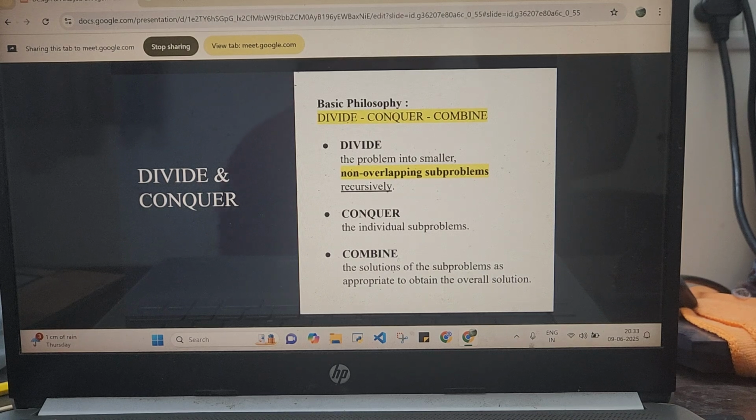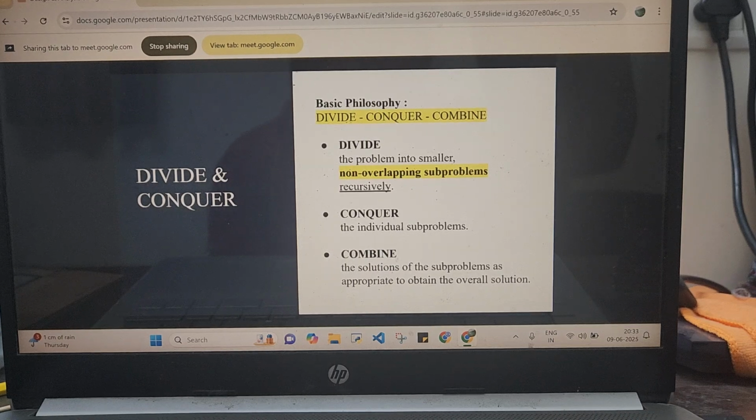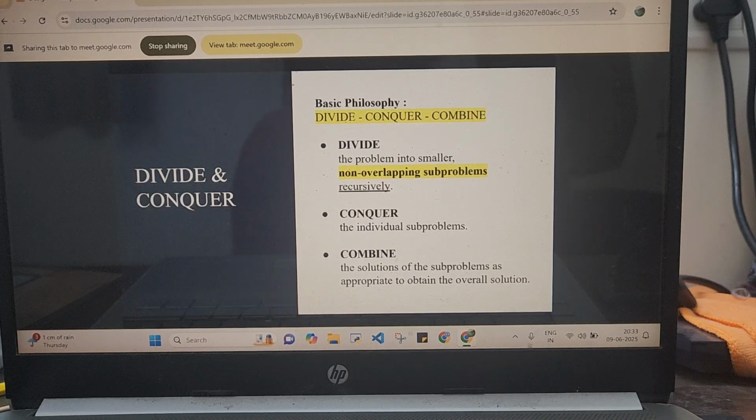Okay, in today's segment, we are going to be looking at one important algorithm design technique or paradigm, which is called divide and conquer. So, the basic philosophy of divide and conquer can be split into three steps: divide, conquer, combine. The idea is when you are given a big problem to solve, you first break it down into smaller, non overlapping sub-problems of the same kind. I will explain this point in a little more detail shortly.